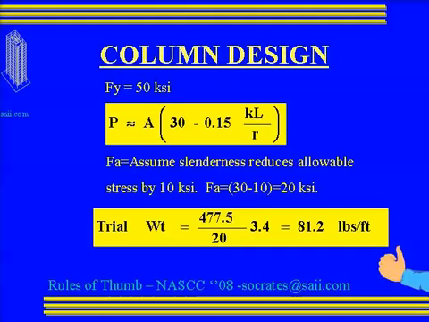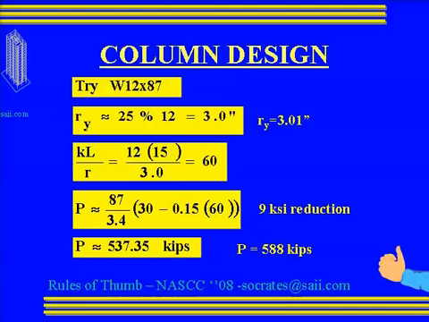Now we can calculate the RY is 3 inches, or we can estimate it, and in reality it's 3.01 if you check it out in the book. The KL over R is 60. Therefore, the reduction is 9 KSI versus the 10 that we have assumed. And we see that this can carry a lot more load than what we need. It's now 537 kips.